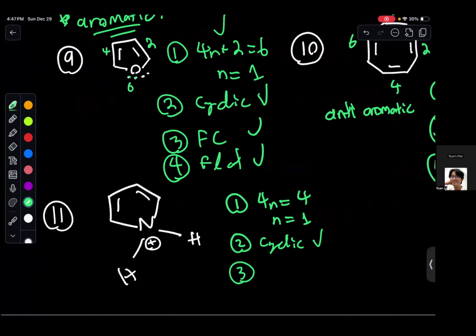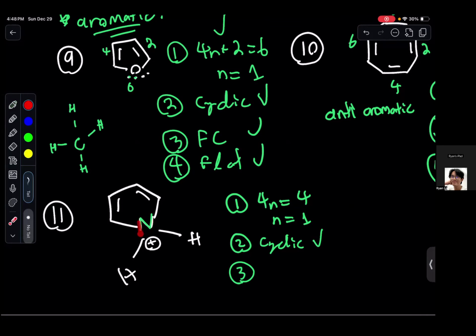Let me ask you this: what's the hybridization of this nitrogen right here? Take some time to guess. I'll give you an example. If you have a CH4, the CH4 has a 3D structure, and it is sp3 hybridized. Very similar vibe to this nitrogen right here.